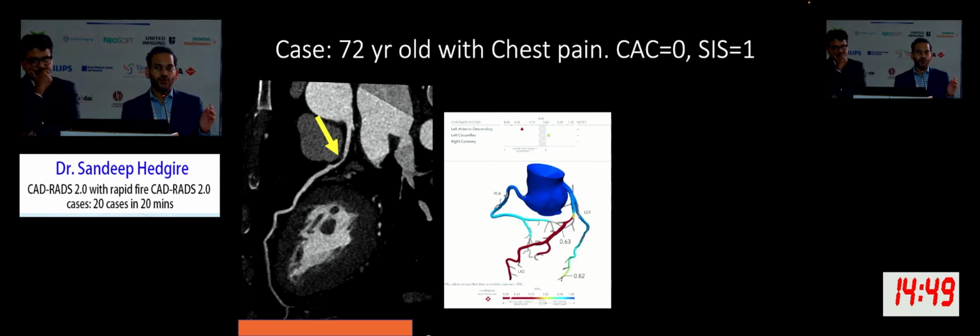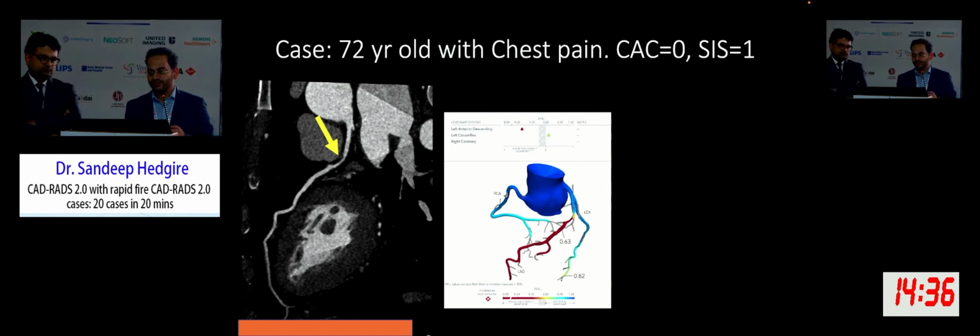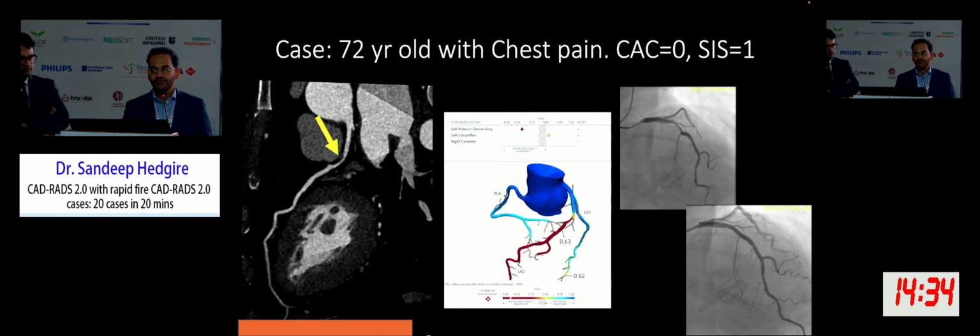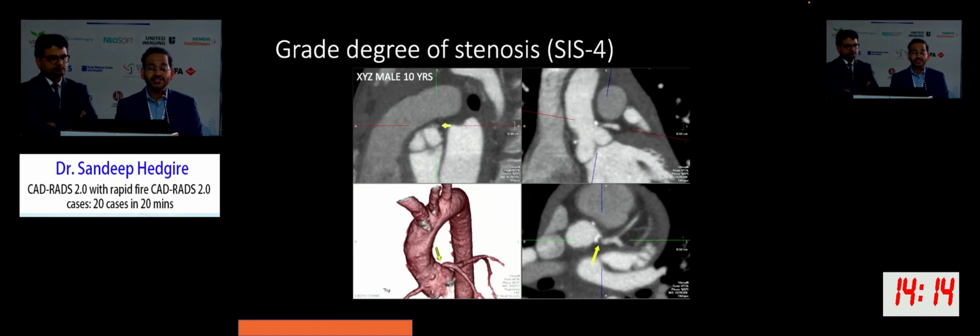So how do we read this? We say if it is more than 0.8, it's normal. If it is between 0.8 and 0.75, it's likely hemodynamically significant. If it is less than 0.75, then we say definitely significant. And this was a definitely significant lesion. Here are diagnostic as well as post-intervention invasive coronary angiogram pictures showing that the stenosis was confirmed on angiography and patient underwent revascularization. So CAD RADS 3 P1 I plus was the example here.